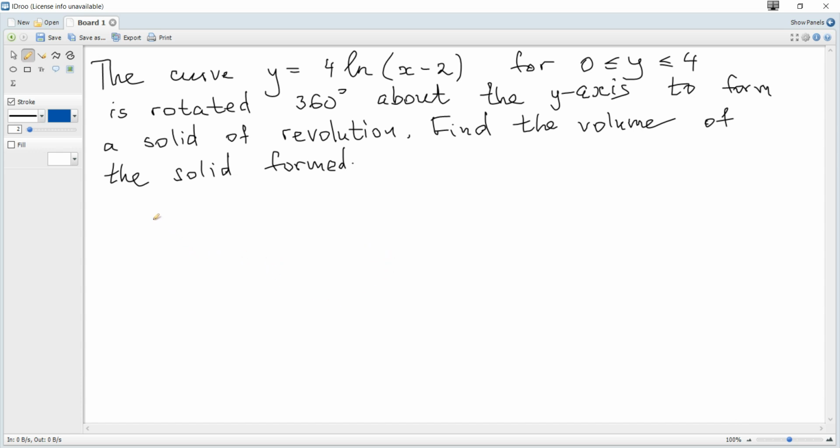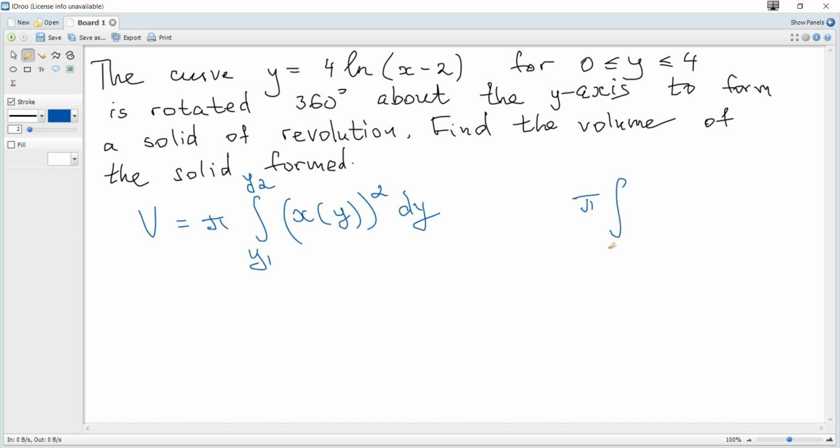The formula is given in the data booklet, and it says that the required volume is equal to pi times the integral, with limits for y from y1 to y2, of x squared dy, where you solve for x in terms of y. It's the same as pi times the integral of the inverse function squared dx. To find the inverse you do exactly the same, but here you just interchange x and y, you just rename x and y.